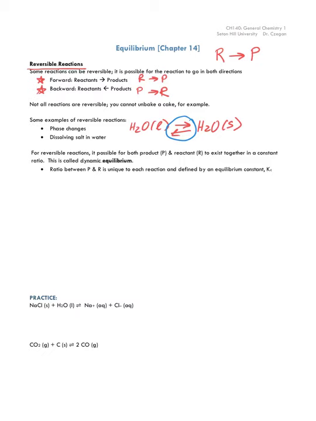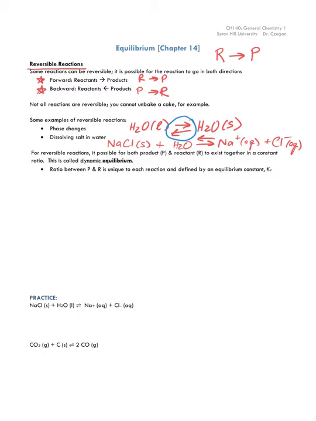Another example of a reversible reaction is dissolving salt in water, right? We can take solid salt and add it to water, and we can end up with aqueous ions. If we want to, we can get the reaction to go backwards by evaporating the water. So we can dissolve and evaporate, and we can get this reaction to go in both directions.